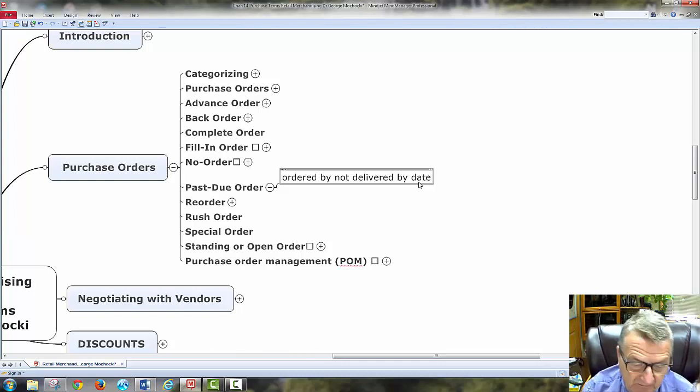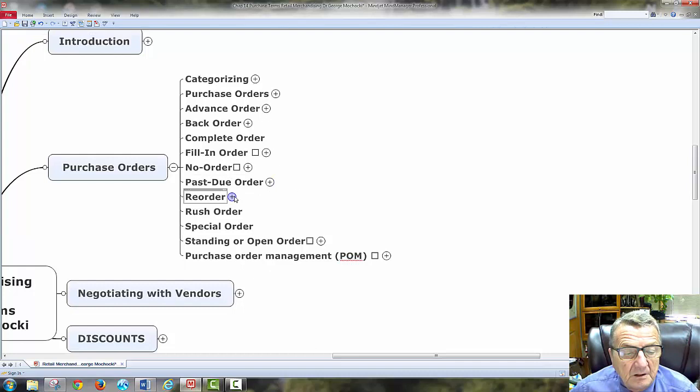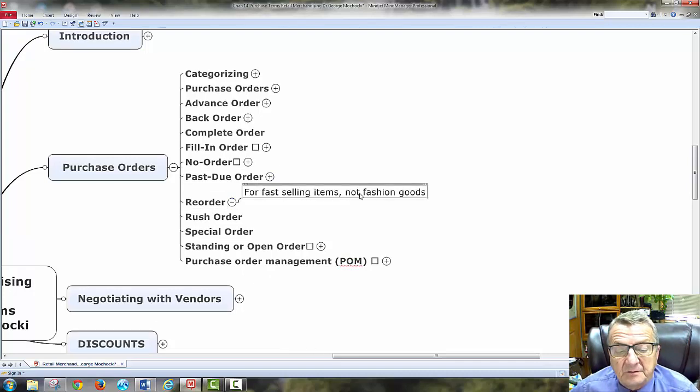If I'm going to have eggs, if I have two baskets, if I drop one, the other one's still safe. If I drop in there, I'll lose it all. Now, reorder for fast-selling items, not fashion, because it goes real quickly. I just reorder, automatic reorder, and that could tie in a little bit to filling in your order, depending on what kind of agreement you have with your vendor.